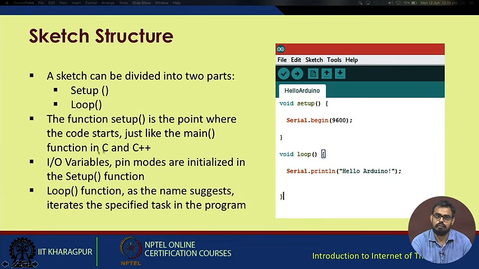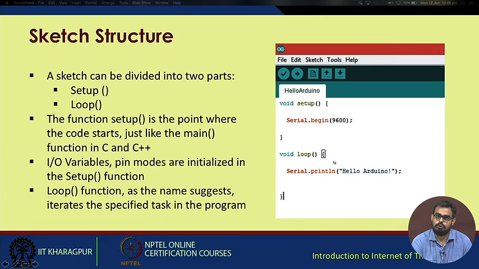Then the loop function is used for iteration. In this example code, you can see we just use the inbuilt serial port. So we write Serial.begin(9600). Here 9600 is the baud rate. You can have various baud rates, and we'll cover that in the consecutive lectures. You can have various baud rates for different systems, but 9600 is more or less the commonly used baud rate for most systems.